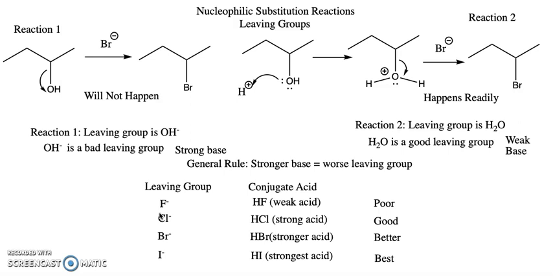So we can use this rule in this association, and we'll use this rule a lot. The stronger something is as a base, the worse it is as a leaving group. And alternatively, we could say it the other way, the weaker something is as a base, the better it is as a leaving group. So most of our leaving groups, good leaving groups, are weak bases.